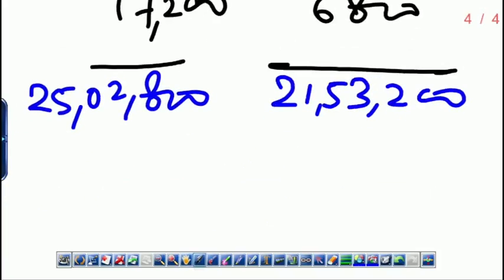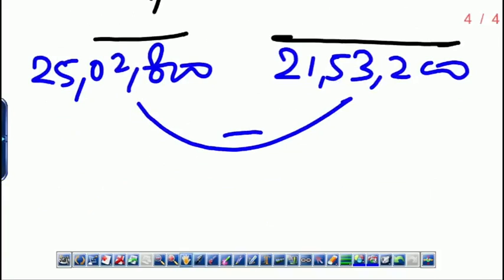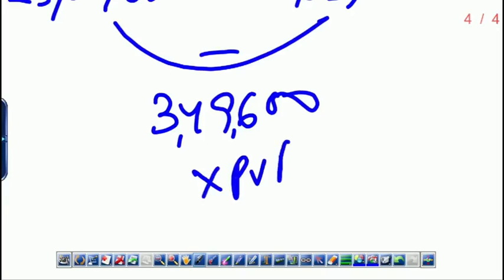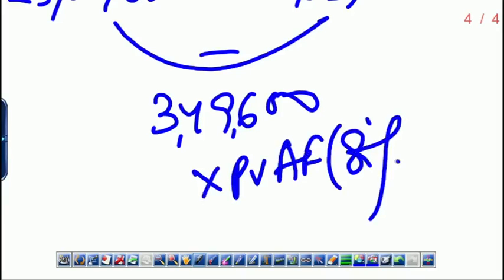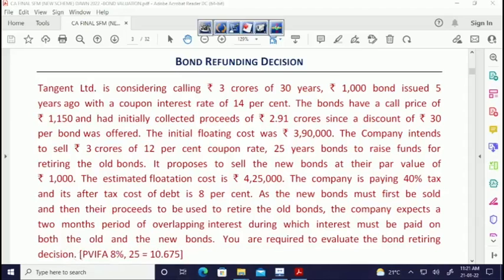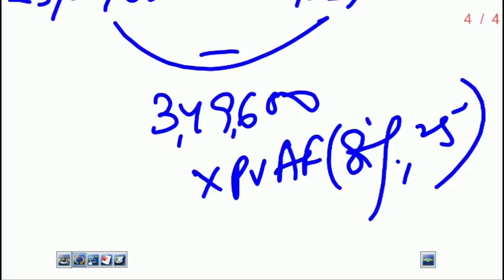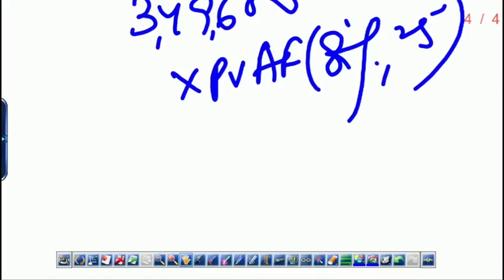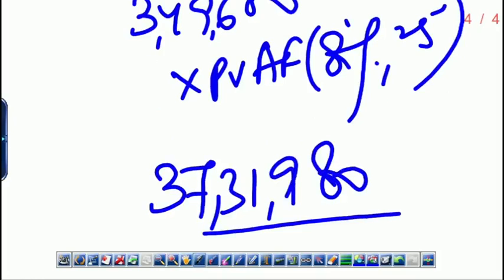So savings is this minus this: 25,02,800 minus 21,53,200. That is 3,49,600. This is the annuity, and this into the annuity factor, PVAF 8%, 25 years. The annuity factor is given, it is 10.675 in the last line. So 3,49,600 into 10.675 is 37 lakh 31,980. That's the present value of the savings.